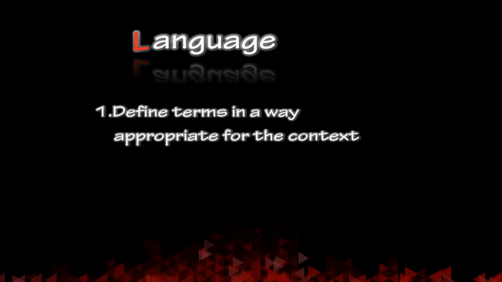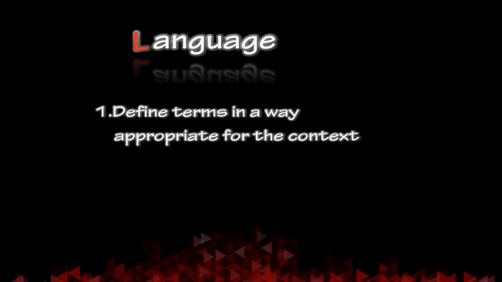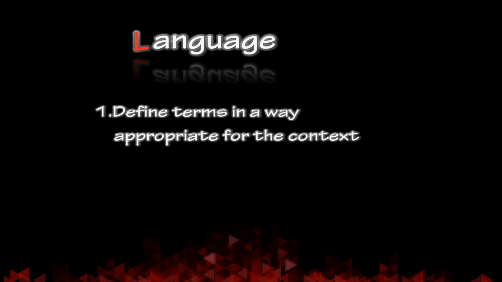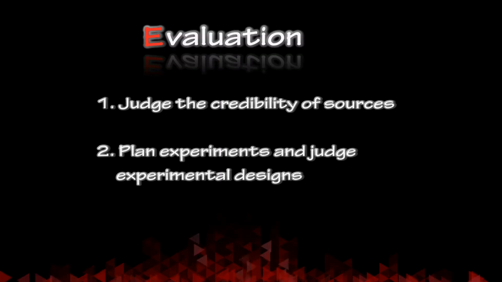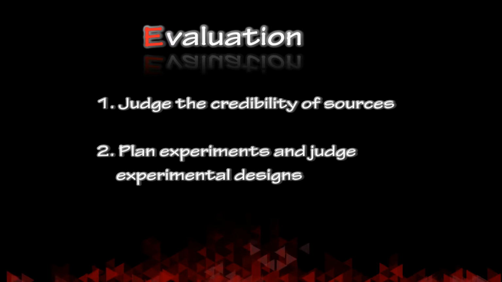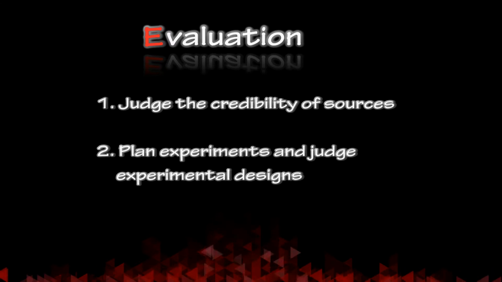L is for language. We define terms in a way appropriate for the context. For example, how does the language used by the author affect the belief or decision made? E is for evaluate. We judge the credibility of sources and plan experiments and judge experimental designs. For example, is this source still relevant?